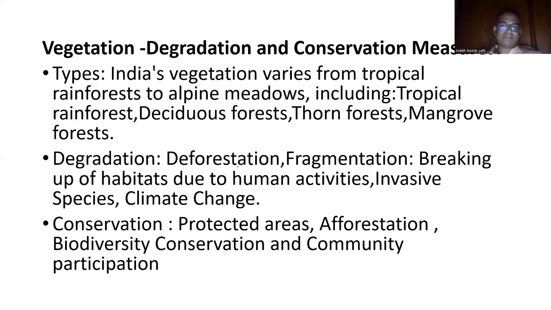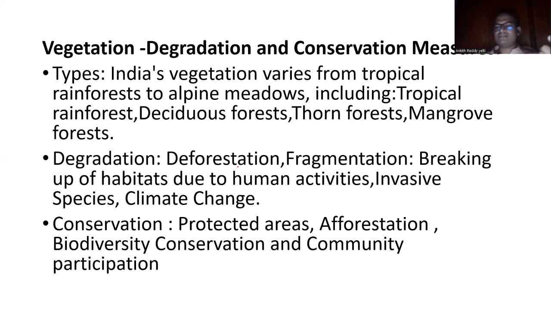Here, when I'm talking about vegetation, they may interlink the rainfall pattern in the country and vegetation. They may ask you to write an answer on how the rainfall pattern in India is affecting vegetation, because one of the major factors which influences vegetation in a region is rainfall and temperature. So they may ask you to analyze how the rainfall pattern affects the vegetation.